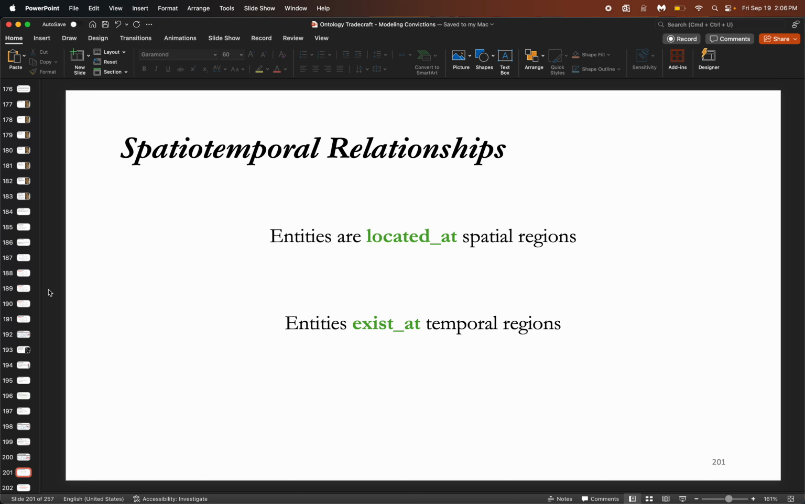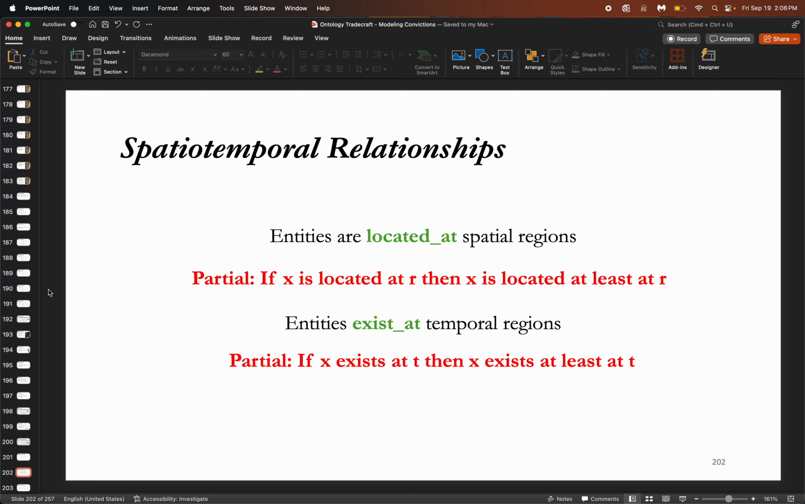Well, spatiotemporal relationships: there are entities, as I said, located at spatial regions, and entities that exist at temporal regions. So far I was talking about spatial projection and temporal projection. Those were very exact, so there's no subpart on the projection relationship. It's shrink-wrapped, in a sense. Entities that are located at spatial regions or exist at temporal regions are what we say are partial. So if X is located at R, then X is located at least at R. It could be more than R, right? Similarly, if X exists at a time, then X exists at least at that time, but it could exist at a longer time. So again, not like the projection relationships, which are exact.